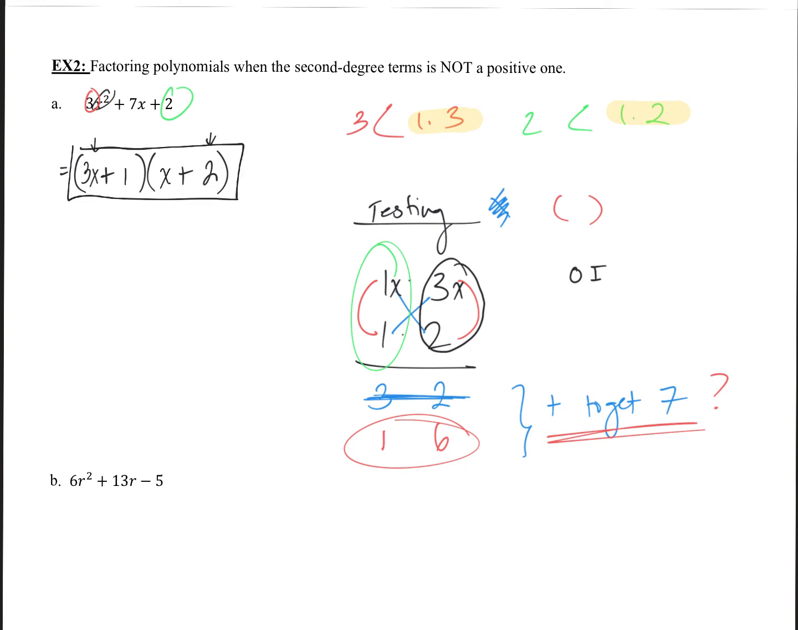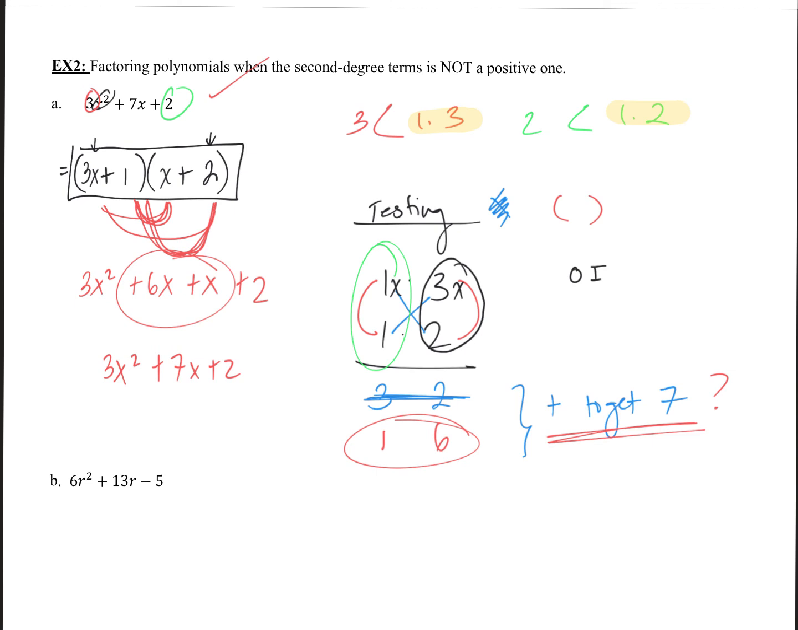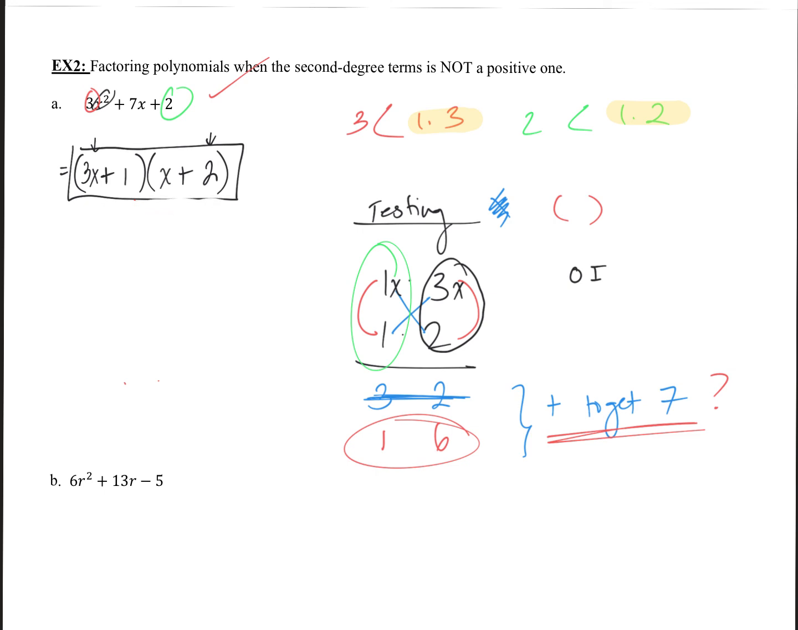And then, to make sure we actually factored this correctly, let's go ahead and FOIL it out. So the first term times the first term, that'll be 3x squared. Outside, that'll be 6x. Inside, that'll be x, and lastly, 1 times 2 is 2. Adding these two together, we'll get 3x squared plus 7x plus 2. Is that what we had in the beginning? Yes, okay, so we did factor it correctly. Give yourself a pat on the back. Okay, and that's just a way to check. Alrighty.